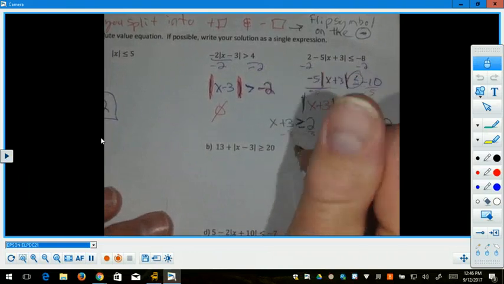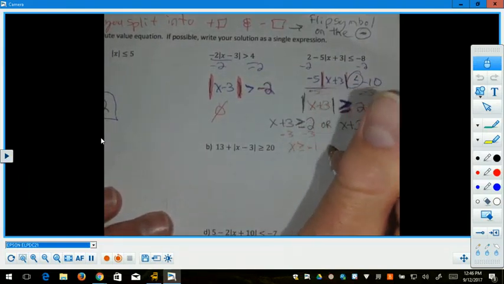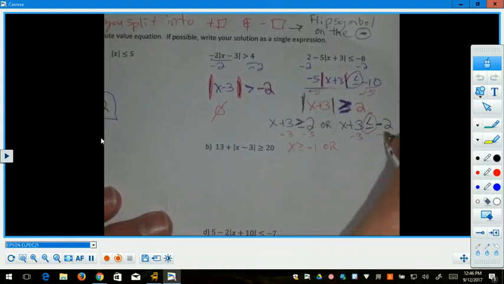All right, so subtract 3 from both sides. X is greater than or equal to -1, or x is less than or equal to -5.